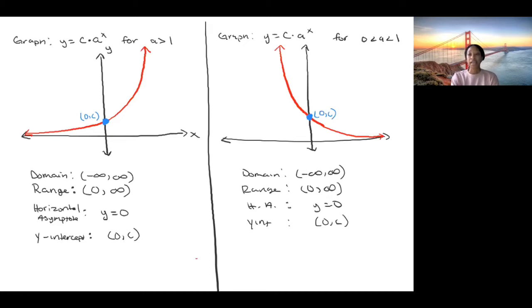Depending on your base, when a is bigger than 1, we get something called an exponential growth model. That means that the function is increasing as x increases. Or if your a value is between 0 and 1, you get something called an exponential decay model. That means the function is decreasing as x increases.